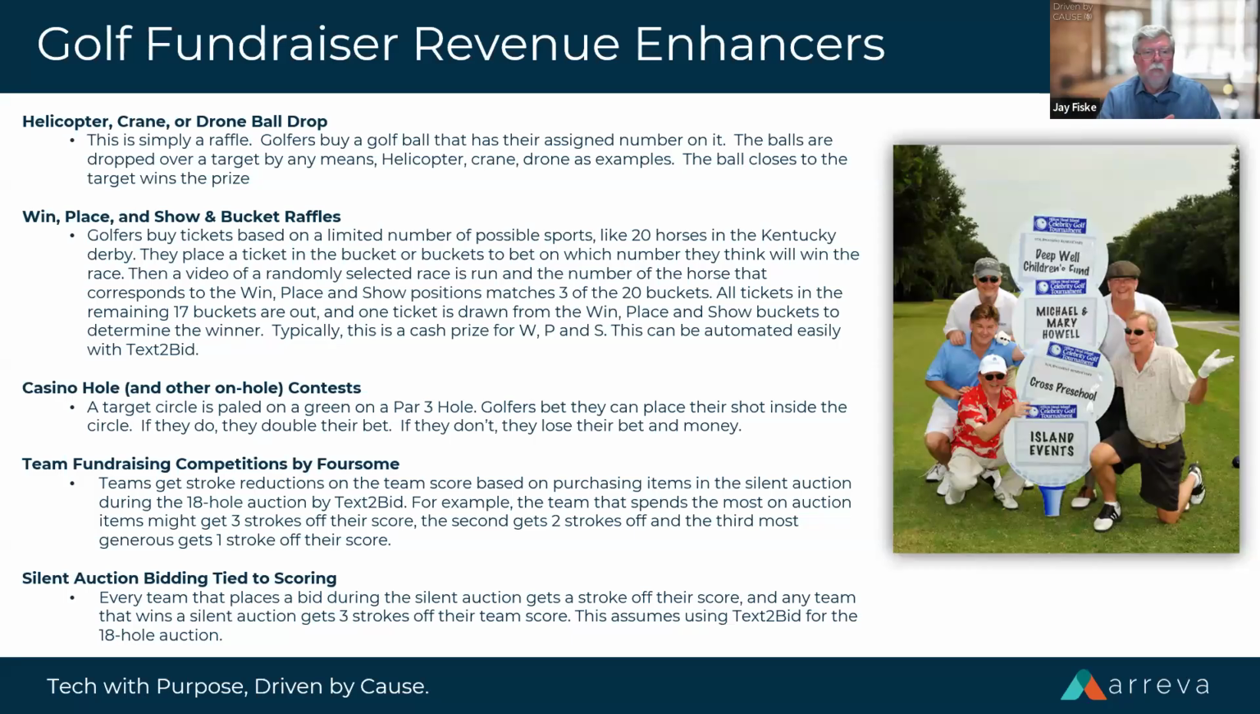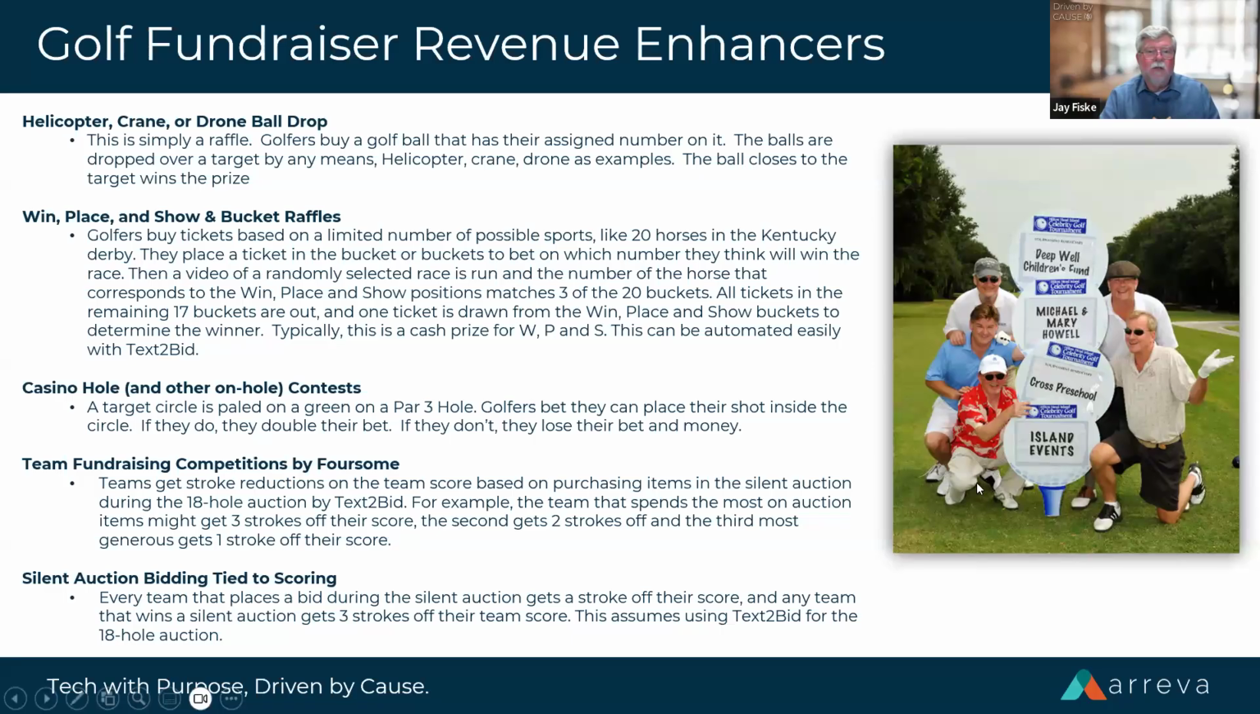Wood placer show, bucket raffle. This can be automated pretty easily using text to bid, but essentially it's like a horse race. You've got 20 horses. Each horse has a number 1 through 20. The golfers buy tickets and they drop the tickets into a bucket or virtually with text to bid, virtually put it in a bucket that relates to the horses they think are going to win. And then during the awards banquet, you literally run the 2-minute Kentucky Derby.